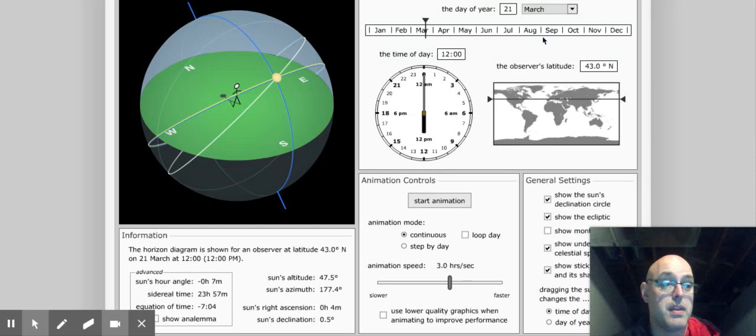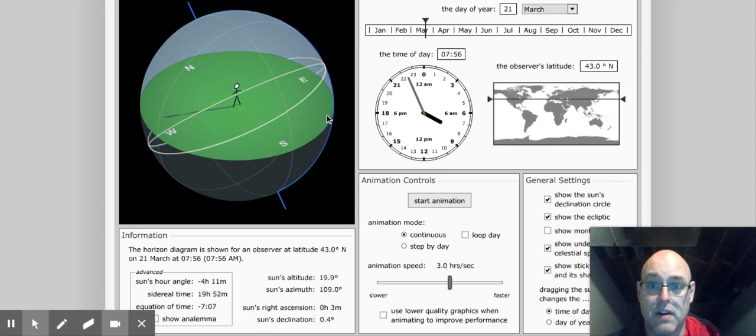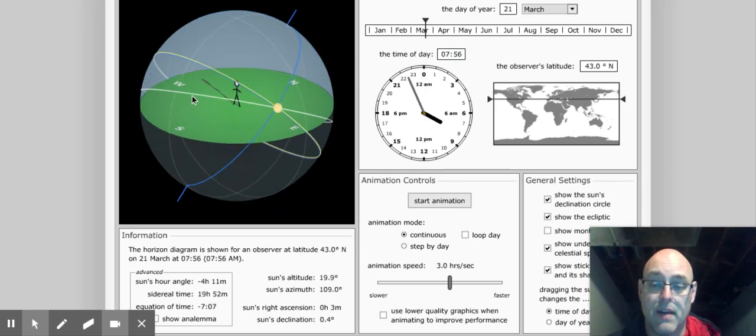All right, we're going to look at a few things here. Location of sunrise. So if I move this back here to sunrise, I'm going to spin it around just to get a better look at it. Spin it around to sunrise.